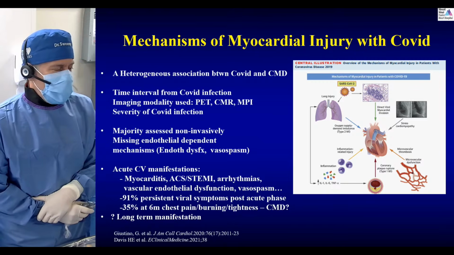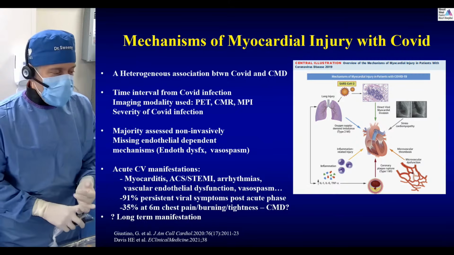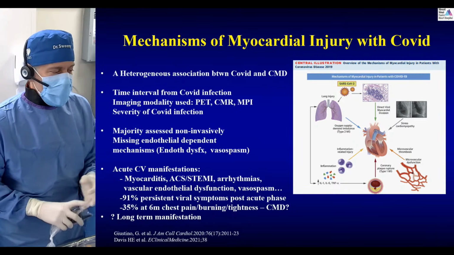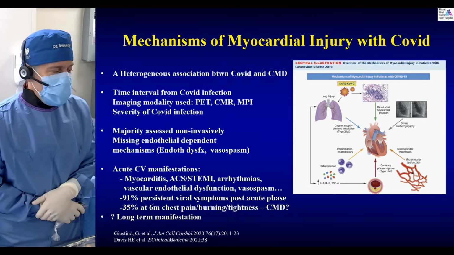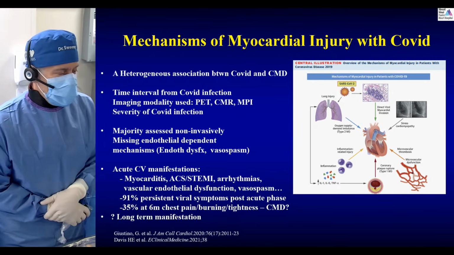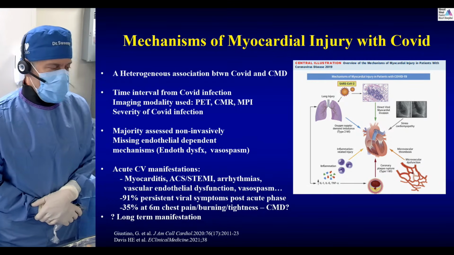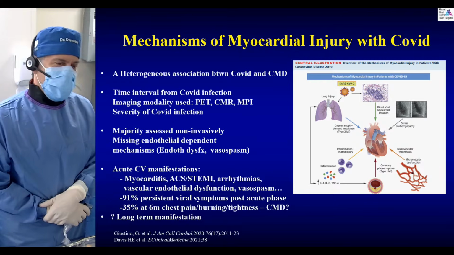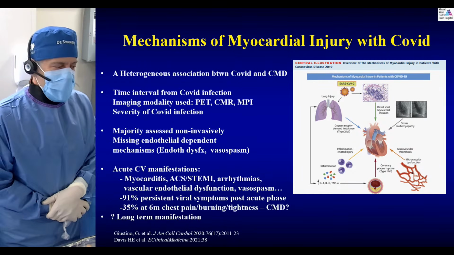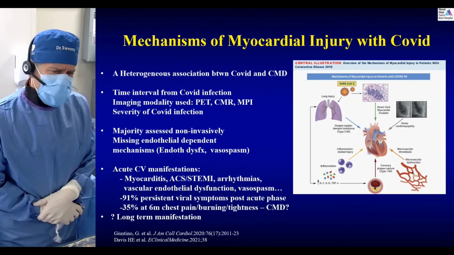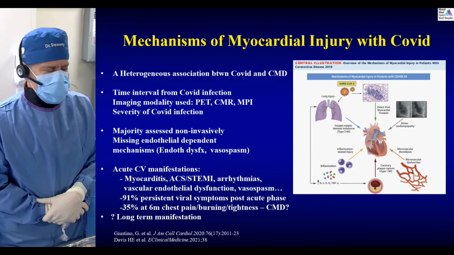It included factors such as the time interval from when they had COVID to when they were tested, what modality was used, whether it was PET, CMR, or stress, and what was the severity of the COVID infection. A lot of variables led to a lot of variability in the data. Like I said, the majority of them were assessed non-invasively, and the issue with assessing coronary function non-invasively is you miss what we call an endothelial dependent mechanism, such as vasospasm, because you're not able to do that. You can do it, but most centers don't do cold water testing.